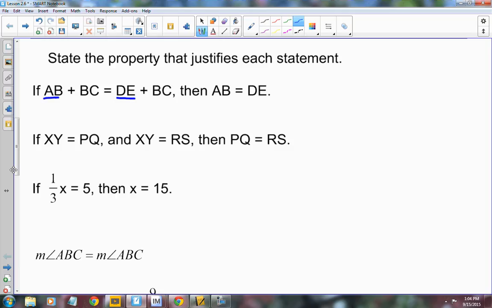No, not the transitive, because the transitive property is like 3 equal statements. What did they do? They had to get rid of stuff. In the end, the AB and the DE are equal to each other. What did they get rid of? You see how you get rid of it? You subtract it, right? Because they're both added to it. Okay? So we can subtract BC from both sides, and that ends up being AB equals DE. Does everybody see that? Okay, that's subtraction.